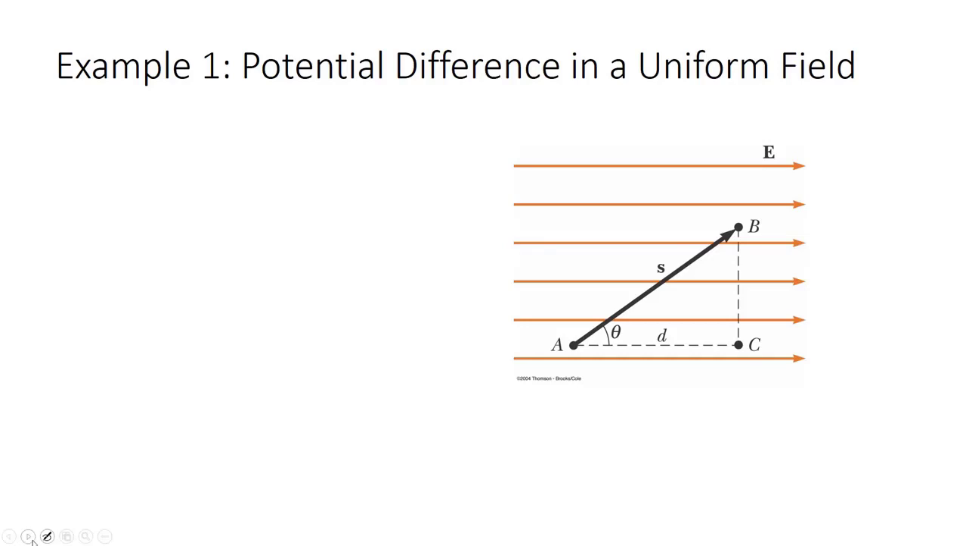Now we're going to work a couple of examples. The first one we're going to look at is the potential difference in a uniform field. This is very similar to the example that we did with potential energy, but it deals with potential only. In other words, we'll be looking at the points in space, not at the charges that we move between those points.